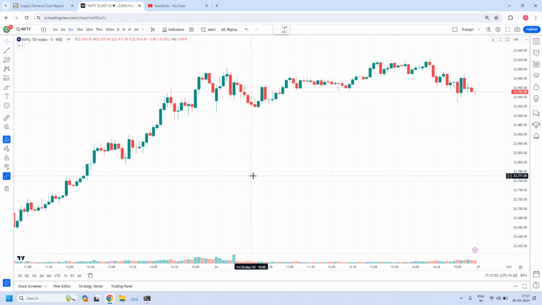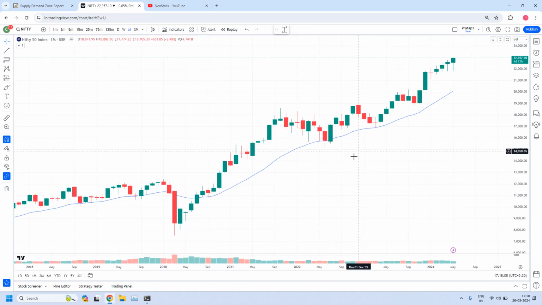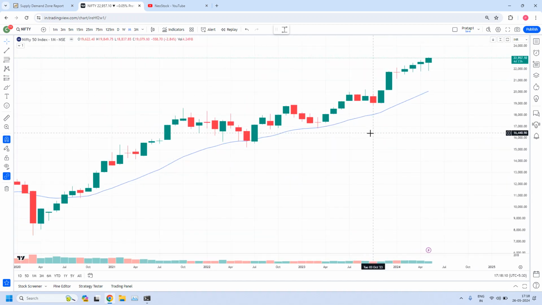In this video, let us evaluate the performance of NIFTY 50 with the help of NeoStock software supply demand zone chain. So now let's get into monthly time frame. In the monthly time frame, at present NIFTY is having a monthly demand zone. A leg in on August 23 and a leg out is on 1st December 2023. So let us draw the monthly demand zone here.